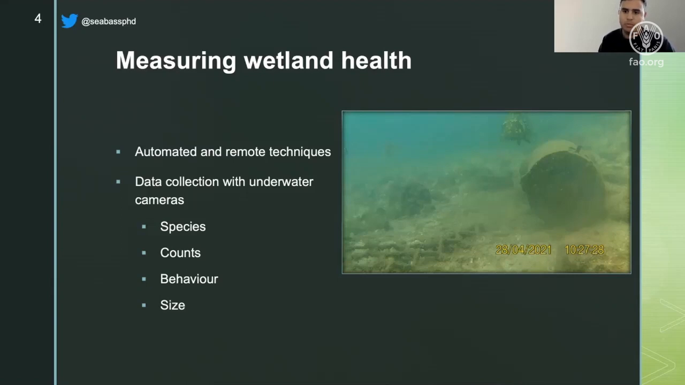So the example that you will see in that video is a juvenile giant grouper. And this is a protected species in Australia. And it's very rare to see the juvenile form. But most importantly, we found this individual in a fish passageway, moving from a wetland to a tidal lake. And so that individual was using that corridor to move between those two ecosystems.